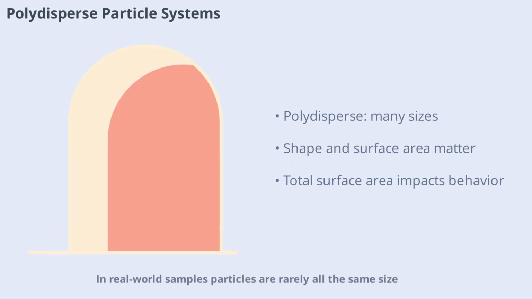In real-world samples, particles are rarely all the same size. Most powders are polydisperse, meaning they contain a range of particle sizes. In such systems, two properties become especially important: the shape and surface area of individual particles, and the size range and number or weight of particles present. These factors together determine the total surface area available for reactions or interactions, which can influence everything from dissolution rates to how powders blend together.